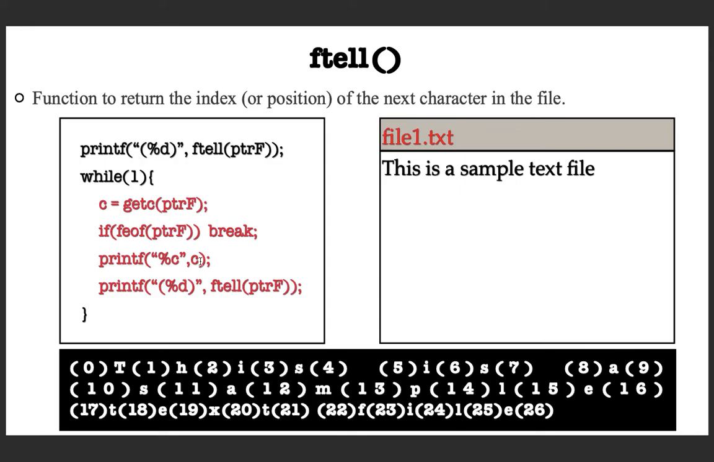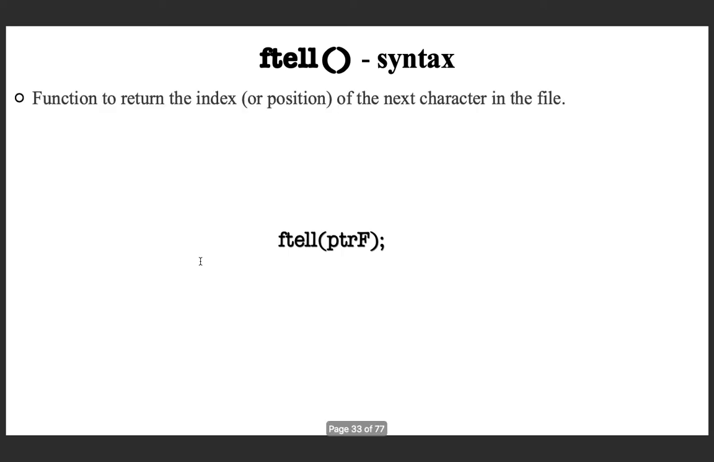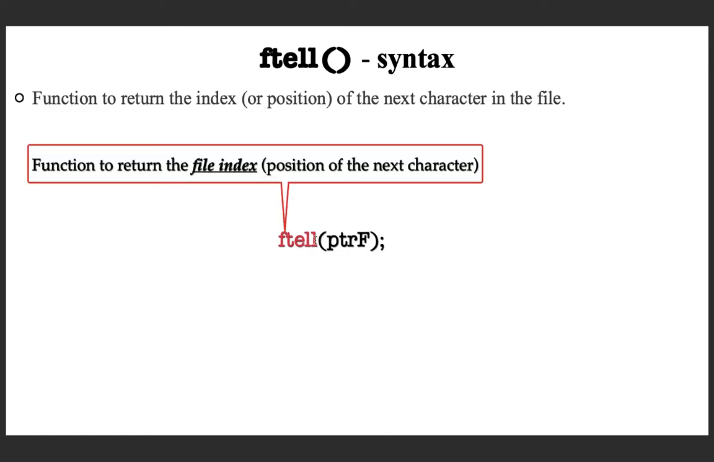I hope this is an illustrative example to tell you what ftell is giving you. Now we can look at the syntax. This is the syntax that you saw in the previous example, and it is a function to return the index or position of the next character in the file. In the syntax we have the function name ftell, which returns the file index, the position of the next character. Starting from 0, it goes 1, 2, 3, etc.